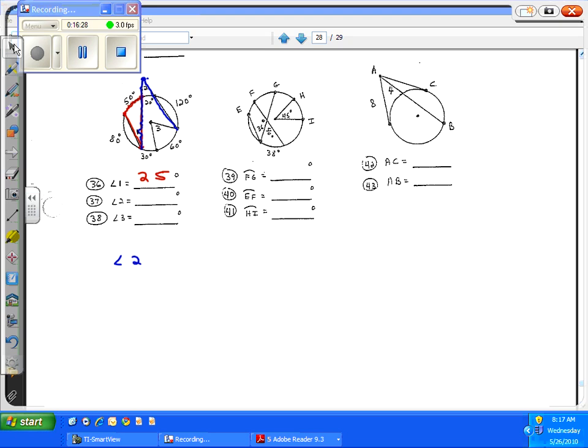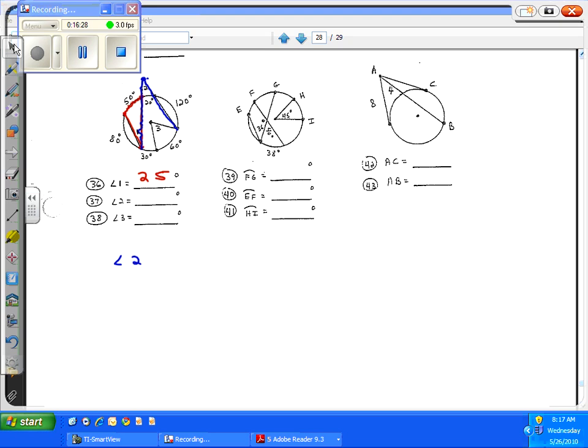Now, we're talking about angles and arc measures. So we're going to think about the chart on Unit 9.3. Where's the vertex and what's the rule? So it says angle 1. We say, well, where's its vertex? On the circle. If the vertex is on the circle, then it's 1/2 of the arc that it hits. So angle 1 is half of 50, which is 25 degrees. Okay?